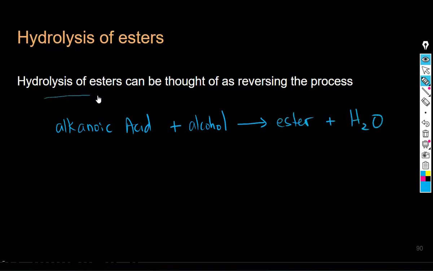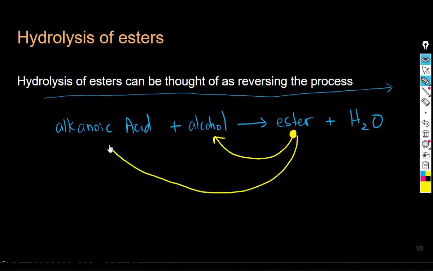But esterification is this way. In hydrolysis, when you reverse the process, you start off with the ester. And in one of the cases, you will get back your alcohol and alkanoic acid. So obviously that is what it means by reversing it. You will get back the two original compounds that were used to make the ester in the first place. So let's see some of that here.